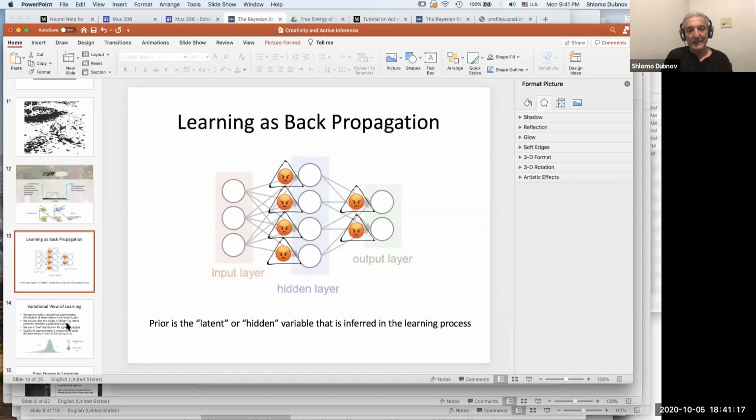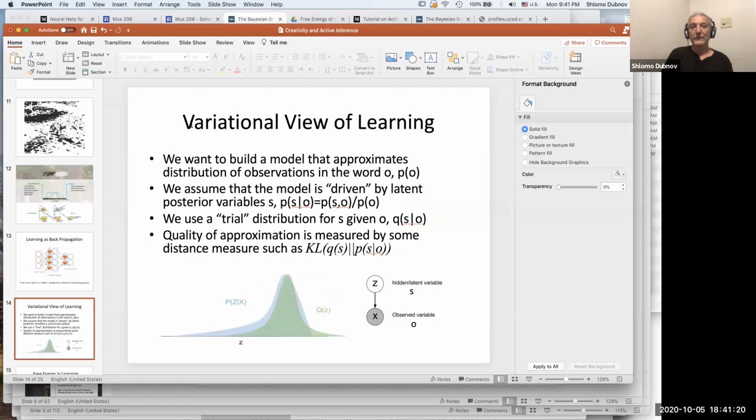This is an important point, because this is what's called the variational view of learning. What variational means is that maybe we have some observations O, and we have these hidden states S. I apologize, I switched notations here because I copied this image from somewhere else. So S is Z and O is X. The idea is that this is what you observe in the world, and this is some kind of latent or hidden state, S.